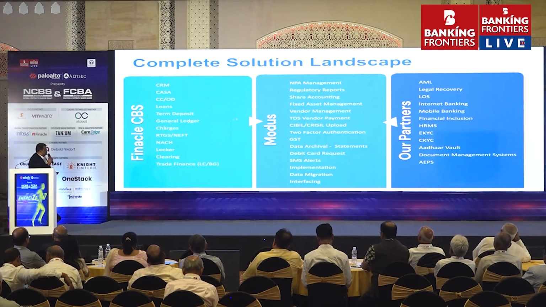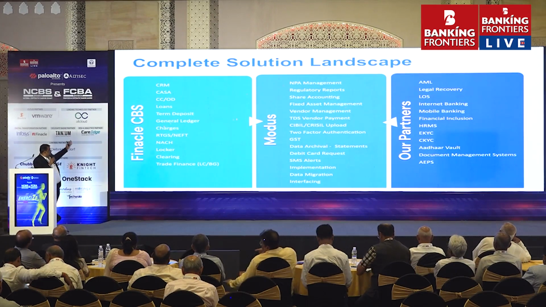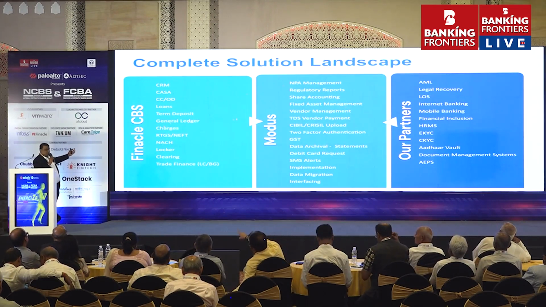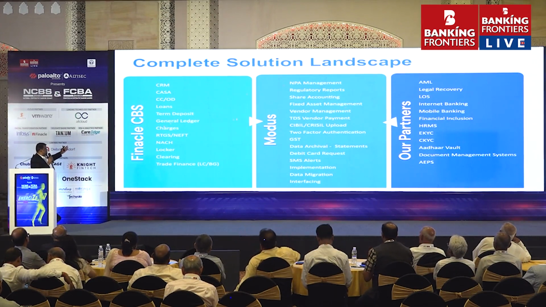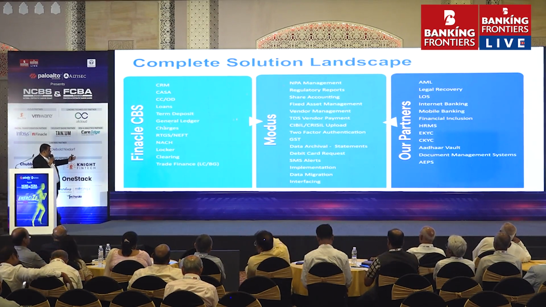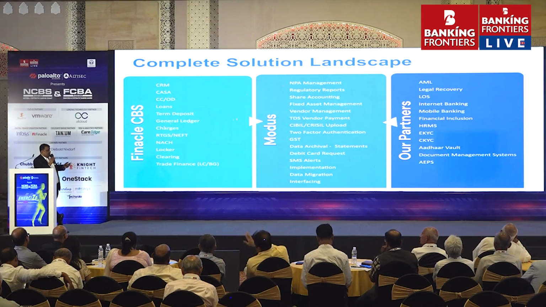So this is the complete solution landscape. Finacle CBS gives the normal core banking system modules: CRM, CASA, CCOD, loans, deposits, NACH, locker, clearing, trade finance. These are the modules I have already explained earlier. Then we have partner solutions like AML, legal recovery, LOS, internet banking, mobile banking, financial inclusion. Then we have an application for HRMS for payroll and everything. Then eKYC, CKYC, Aadhaar Vault, document management and AEPS.